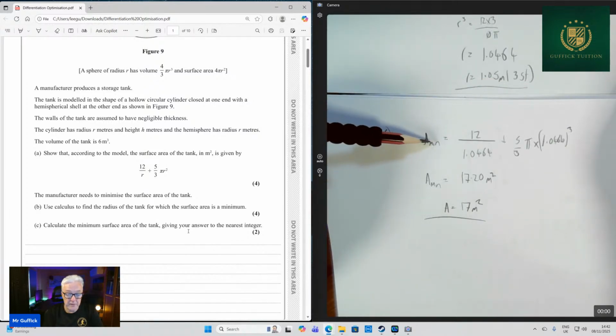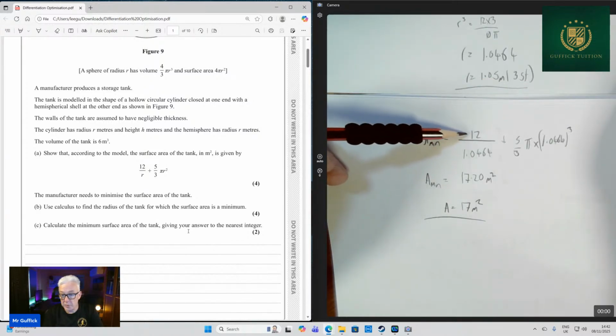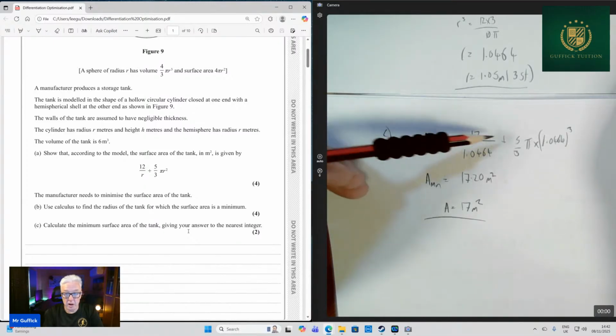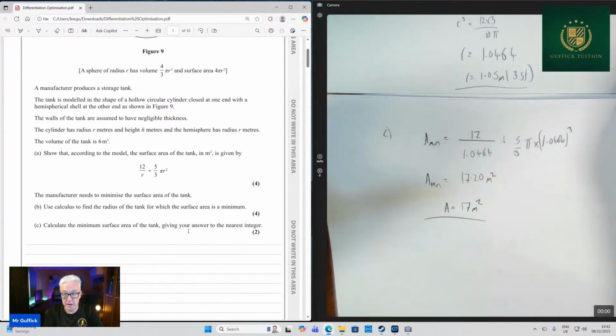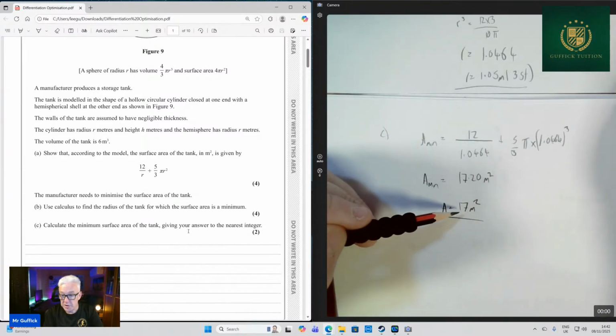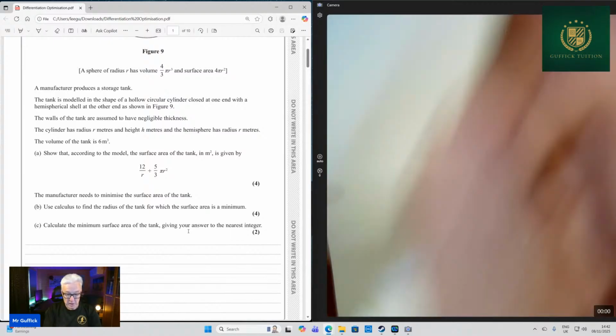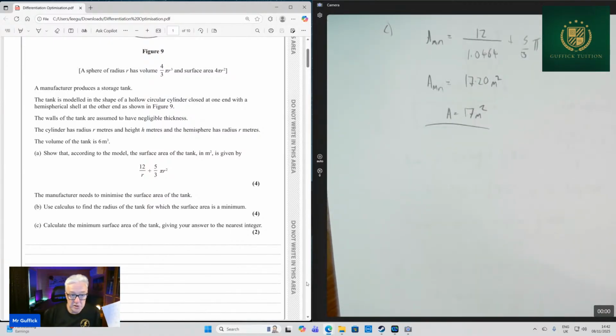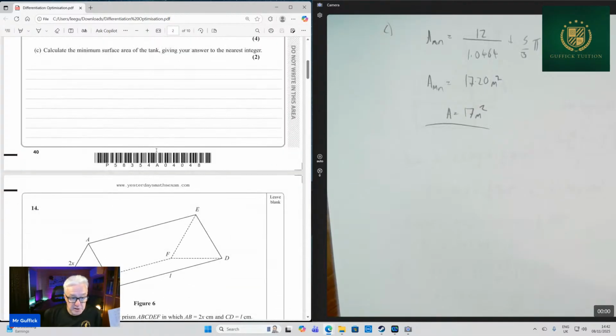So we just sub that value of r back into the original equation that we found in part A. So the 12 over r plus 5 over 3 pi times by the r cubed. And that gives us the area. It says give your answer to the nearest integer. So that is 17.